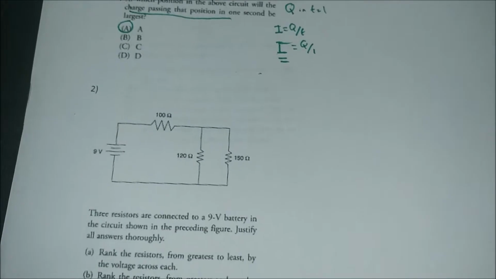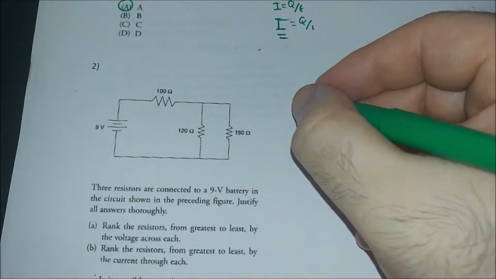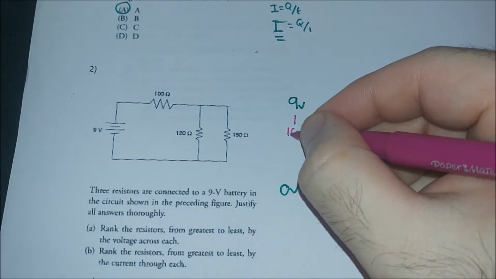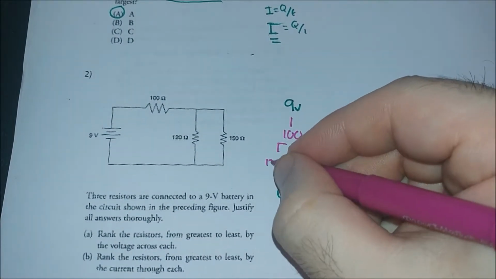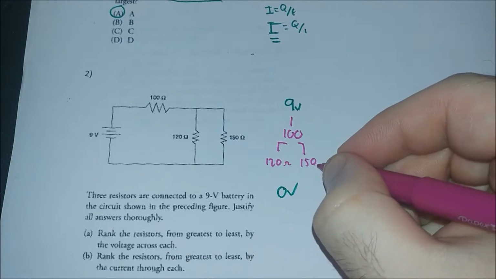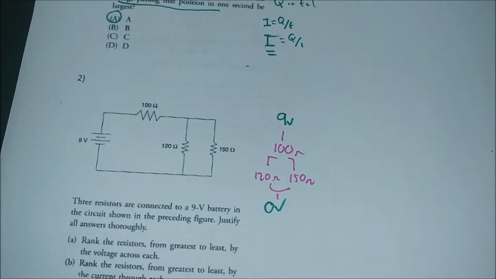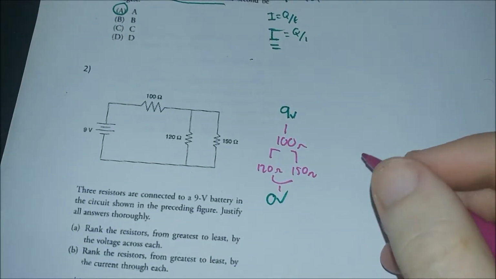Look at the next one. It's not series. It's not parallel. It's a combination of both. You're going to start off by drawing a picture. Watch how I draw 100, and then it's either 120 or 150. Now, since those two are in parallel, they should share the same volts. So I'm going to try to find their total resistance.